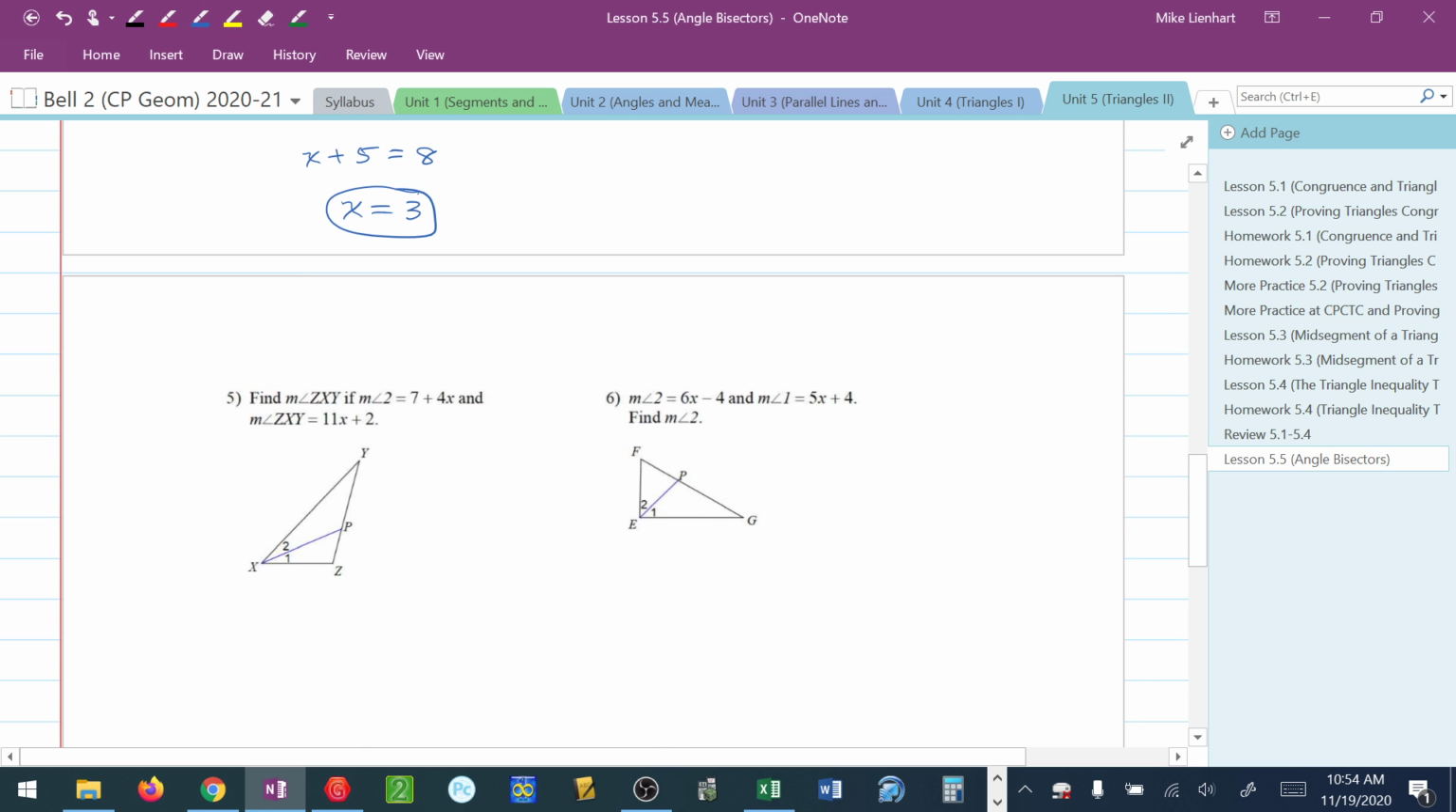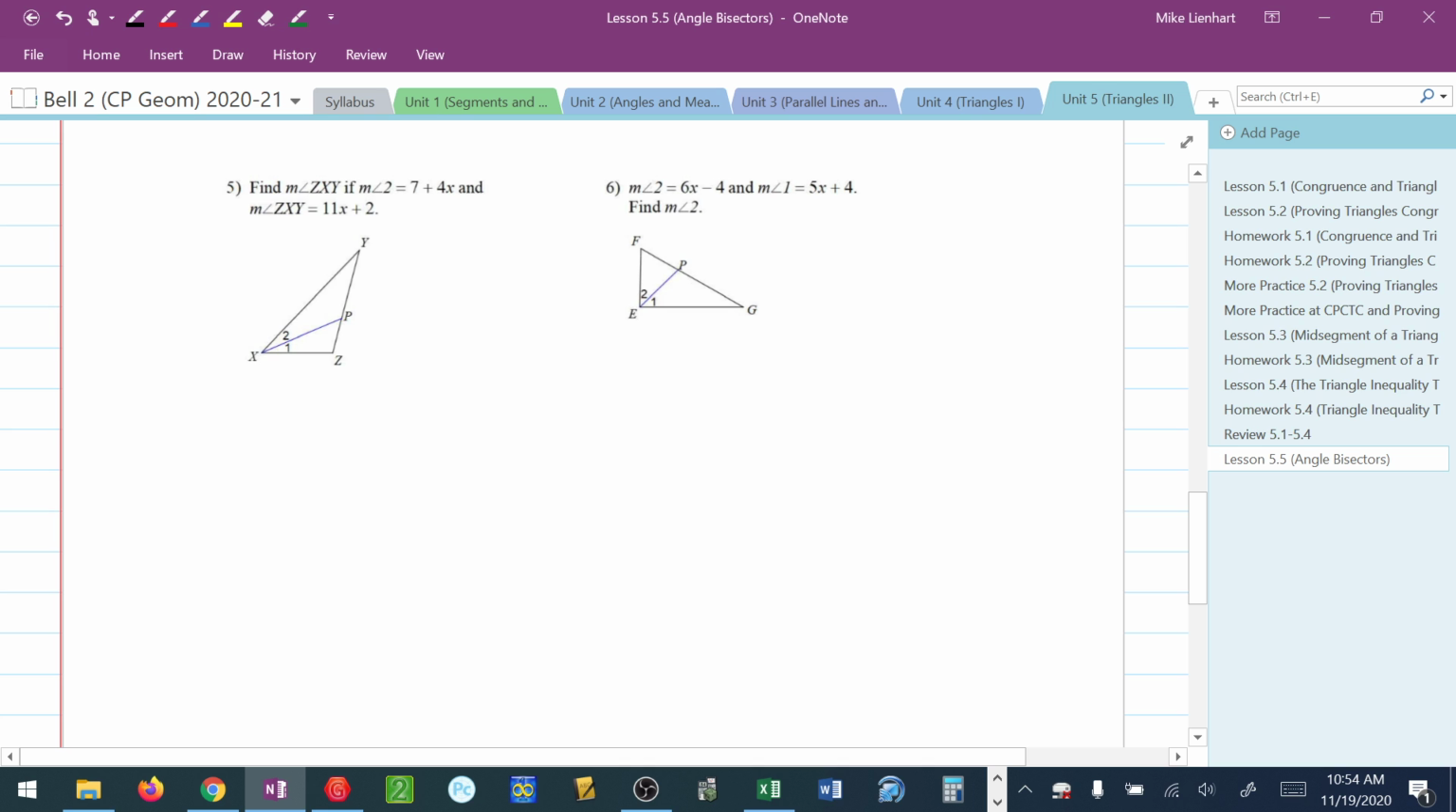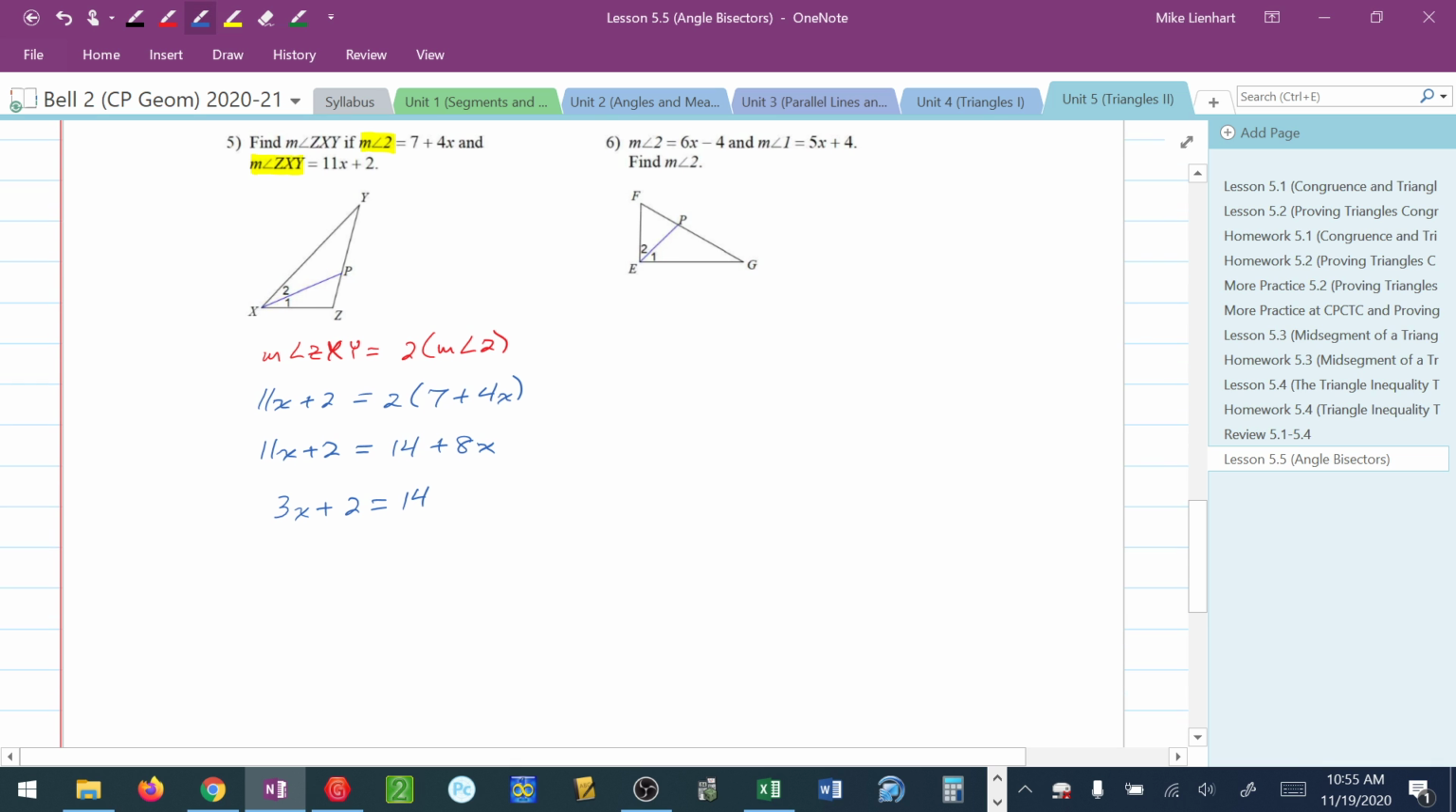Let's take it one step further. They're going to give me some information, and I have to apply the geometry to find x and then substitute back in to answer the question. They give me angle 2 and they give me the big angle. I know that the big angle, the measure of angle ZXY, is 2 times the measure of angle 2. I'm going to substitute: 11x plus 2 is equal to 2 times 7 plus 4x. I used the geometry to set up the algebra to solve for x. So I have 11x plus 2 is equal to 14 plus 8x. I'm going to subtract 8x, so 3x plus 2 is equal to 14. Subtract 2, 3x is equal to 12. Divide by 3, x is equal to 4.